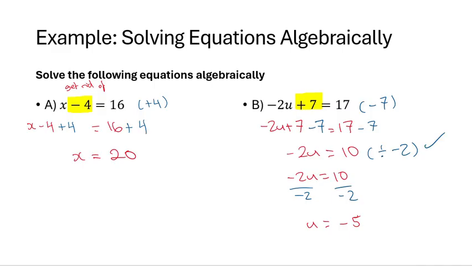A lot of people tend to make a lot of mistakes around here, but I'll talk more about these mistakes in the next couple of slides, okay? Finally, I'm going to divide both sides by negative 2, which gives me negative 5, okay?